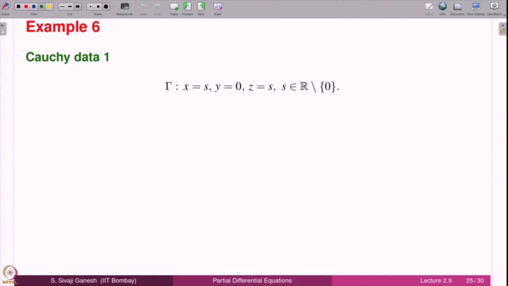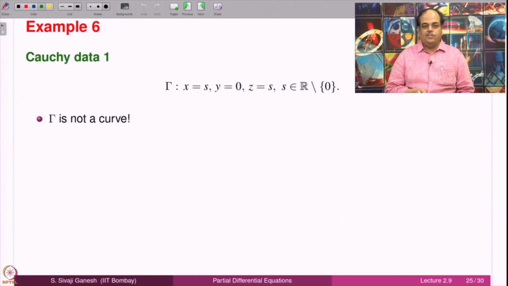Cauchy data 1, we consider x equal to s, y equal to 0, z equal to s and s in R minus 0. This is not what we like, but it is okay. We continue with this computation. Gamma is not a curve, obviously it is 2 pieces.